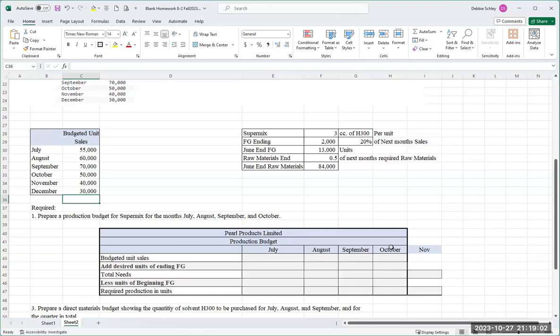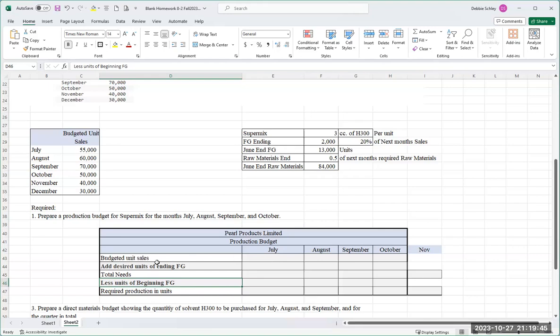So if you'll notice, I filled in this, but then I also made a spot because we need some numbers from November to figure out October. We'll get there. The second line, make sure you're selecting add desired units of ending finished goods. There's a whole lot of options to choose from. So we're adding desired units of ending finished goods. And this one is less units of beginning finished goods. So again, there's a lot of choices there. Make sure you're choosing finished goods for this problem.